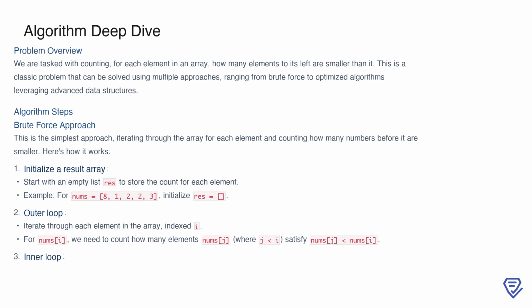First, we initialize an empty result array, which will store the count of smaller numbers for each position in the input array. For example, if the input array is nums = [8, 1, 2, 2, 3], we start with an empty list, res = []. Then, for each number in the array, we iterate through all the elements before it, checking how many of them are smaller. This involves two loops, an outer loop to pick the current number, and an inner loop to compare it with all prior numbers. Let's break this down step by step in the next part of the explanation.